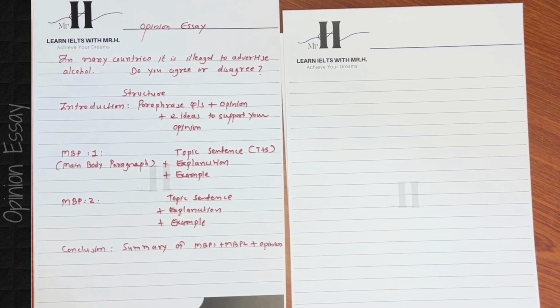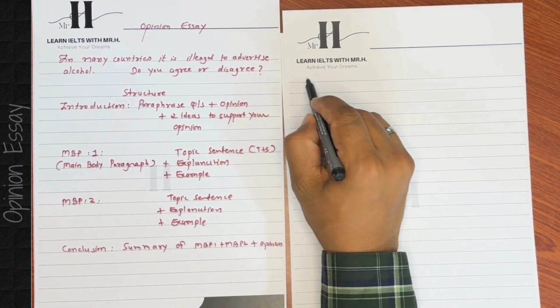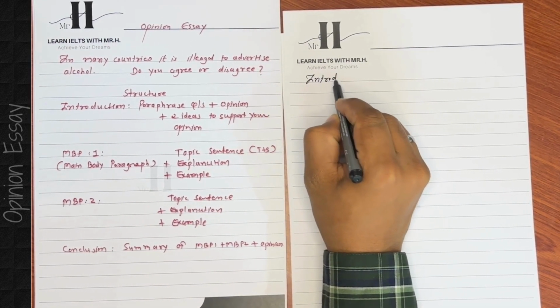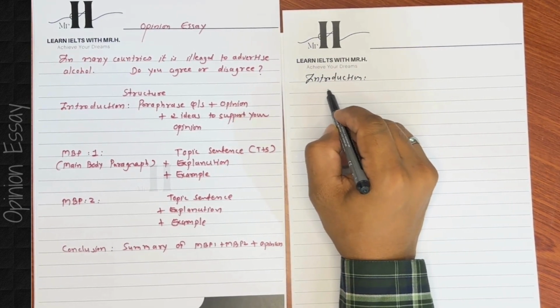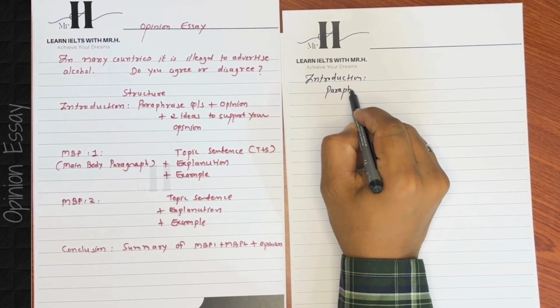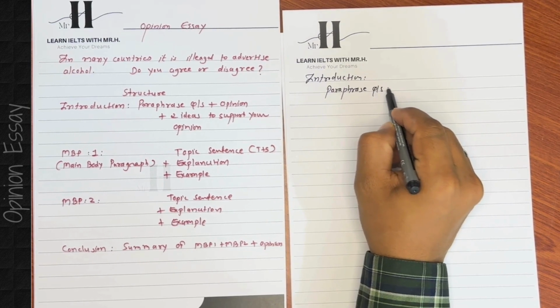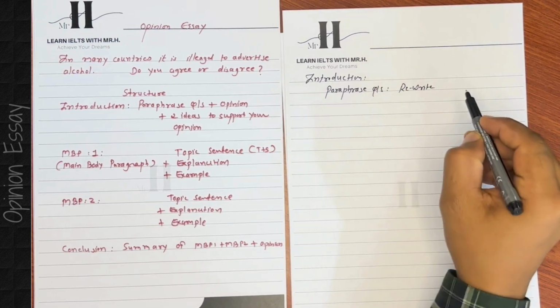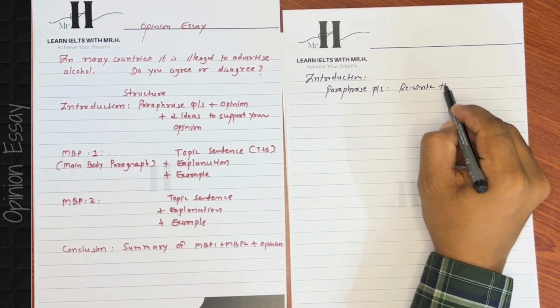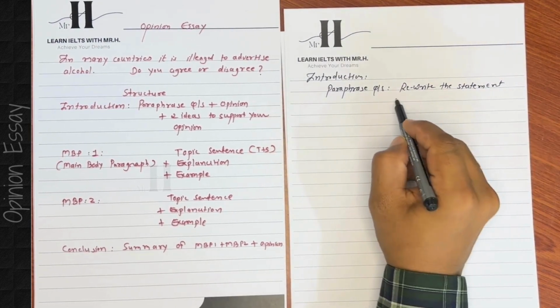As we have the structure ready with us, now it's time for us to move to a stage where we will plan everything. The first paragraph is the introduction, in which we are going to paraphrase the question statement. In this, we are going to rewrite the statement without changing the meaning. If you do not know paraphrasing, look for my other videos in which I have explained 10 different ways to paraphrase and how to practice and excel in paraphrasing.